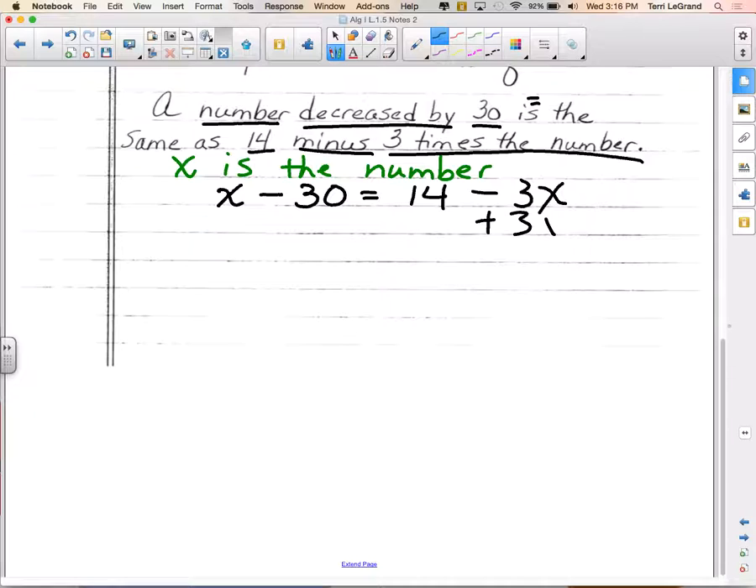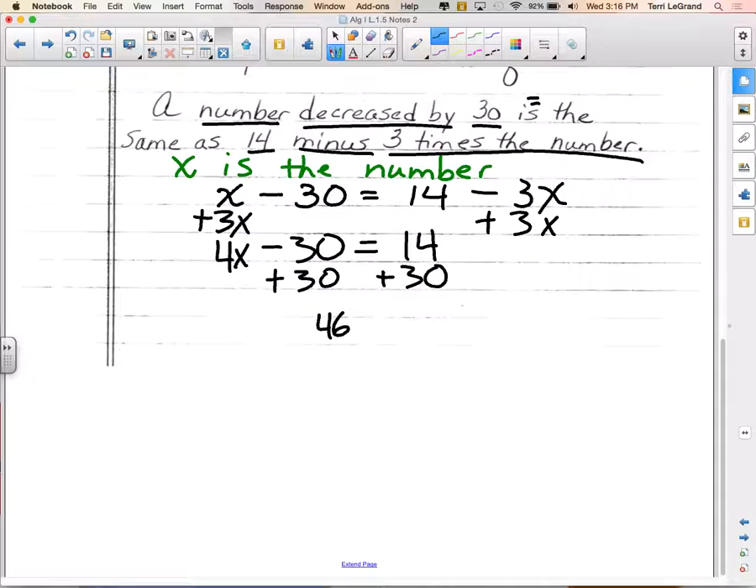And the goal is that we all get the same answer. Everybody make the same first move Trevor did? No. Do we have to? No. Absolutely not. What's another first move we could make? We could add 30 to both sides. Okay, what's another first move we could make? Subtract 14 from both sides. Another first move we could have made. Alexis? Subtract x from both sides.